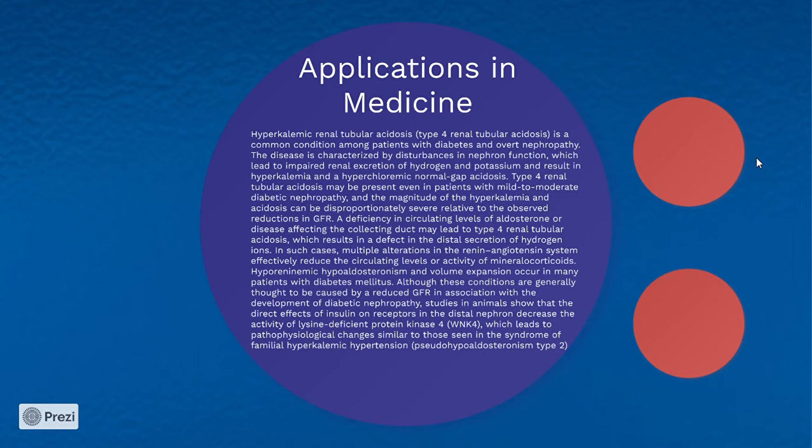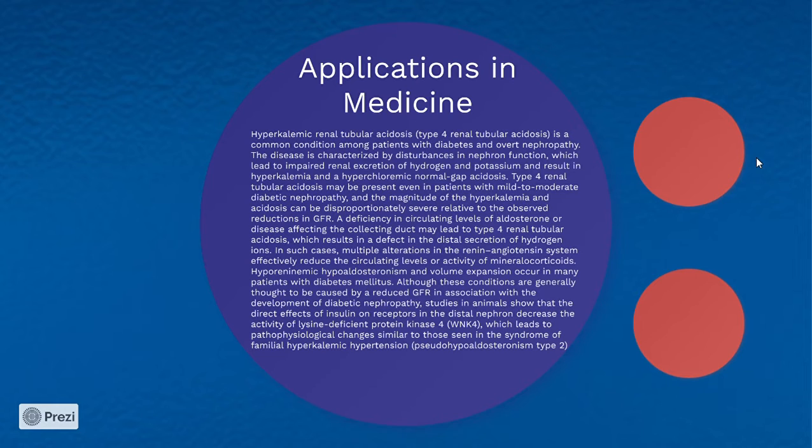Applications in medicine: hyperkalemic renal tubular acidosis, type 4 renal tubular acidosis, is a common condition among patients with diabetes and overt nephropathy. The disease is characterized by disturbances in nephron function, which lead to impaired renal excretion of hydrogen and potassium, and result in hyperkalemia and hyperchloremic normal gap acidosis.